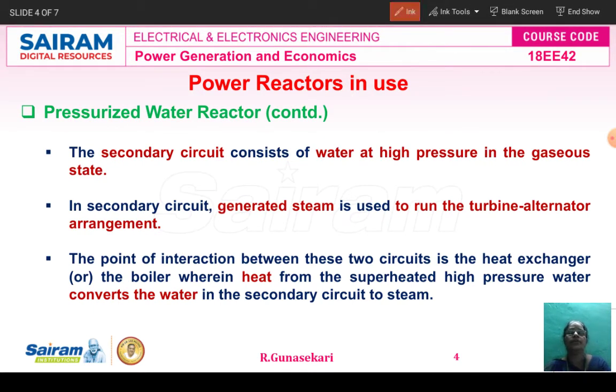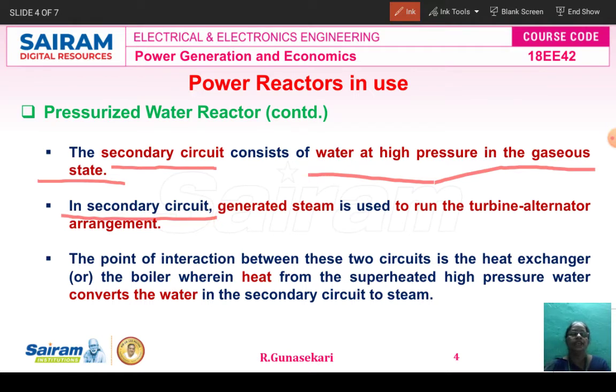Continuing with the pressurized water reactor, it consists of two circuits, the primary circuit and the secondary circuit. The secondary circuit consists of water at high pressure in the gaseous state. In the secondary circuit, the generated steam is used to run the turbine alternator arrangement. The point of intersection between these two circuits is the heat exchanger only. Later we will see this in the diagram.